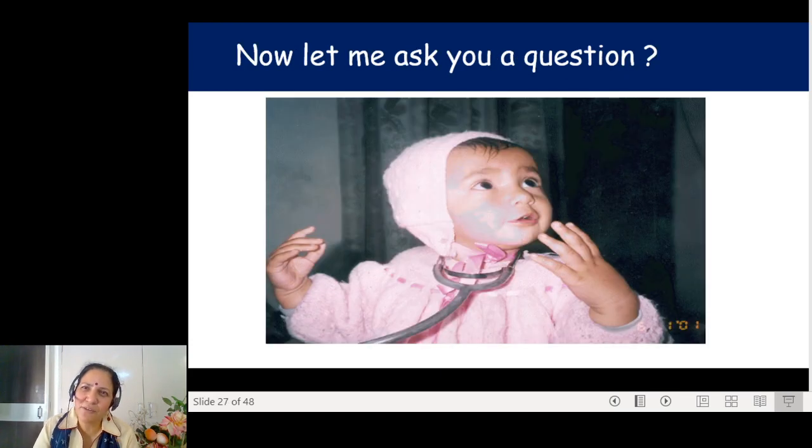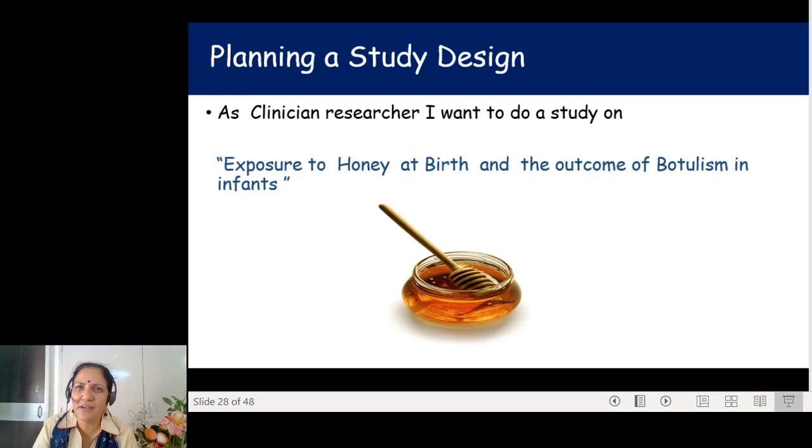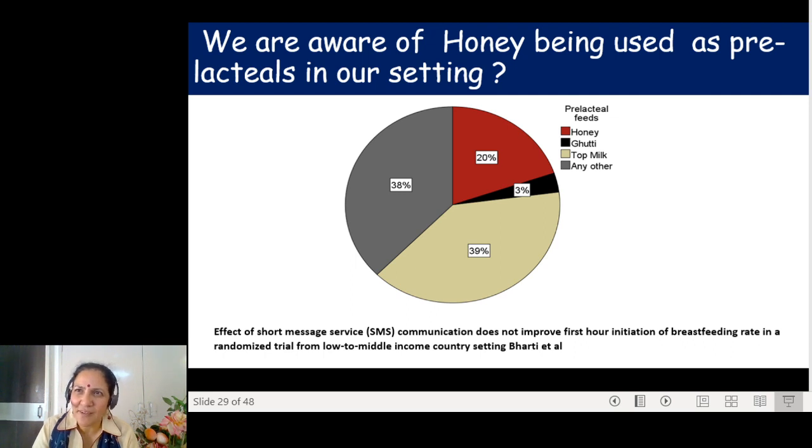So now let me ask you a question. I, as a clinical researcher, want to do a study, and as most of you are pediatricians, I want you to plan a study on exposure to honey at birth and the outcome of botulism in infants. You are all aware that honey is a very commonly used pre-lacteal in our setting. In one of the studies which I recently presented, 20% of our babies in our setting received honey as a pre-lacteal feed.